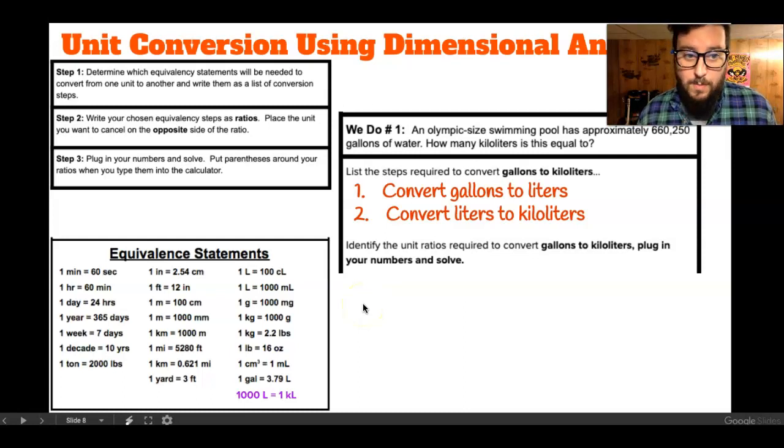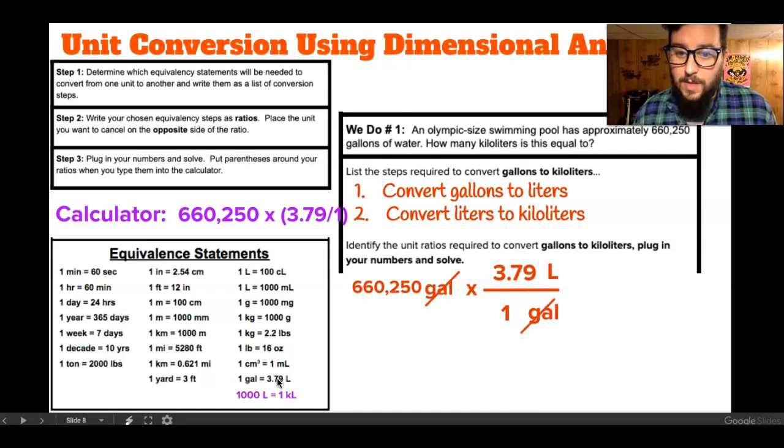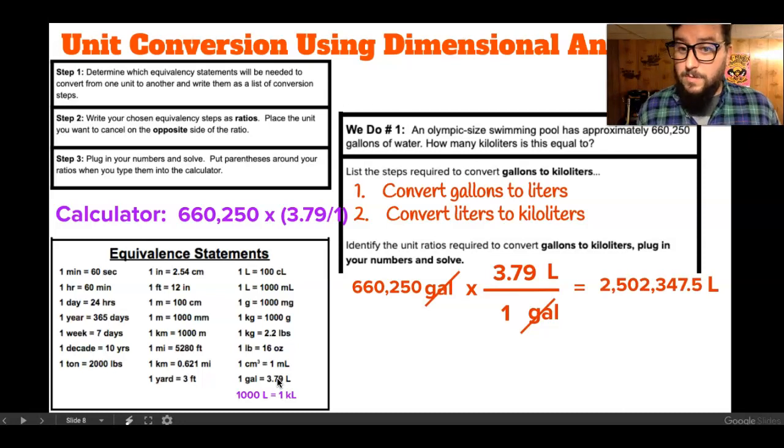Write out our math problems and then use our calculator to solve. So we'll start with the number they give us, 660,250, set up times in a line, and gallon is going to go on bottom so that it cancels. Liter goes on top because that's what step 1 asks us to find, and our numbers come from the equivalence statements here. 1 gallon equals 3.79 liters. Cross off gallons, use our calculator to type in the numbers like you see it. 660,250 times parentheses 3.79 divided by 1, and that's going to give us 2,502,347.5 liters.